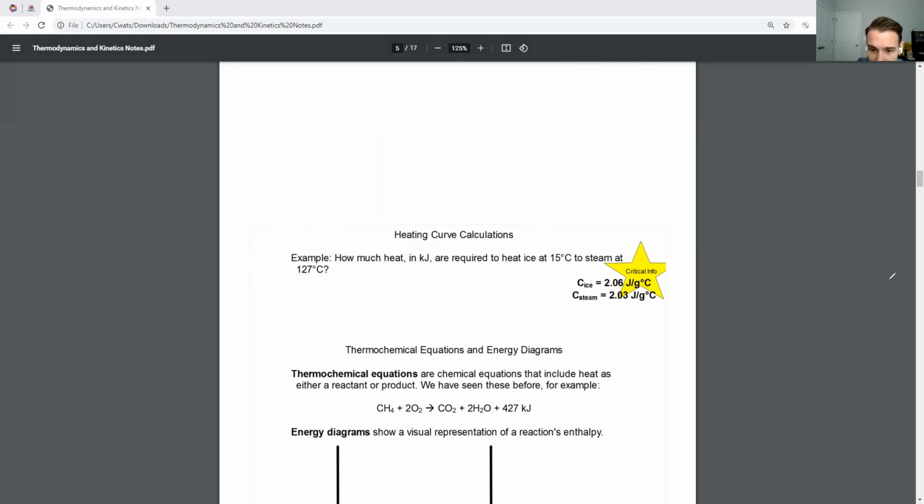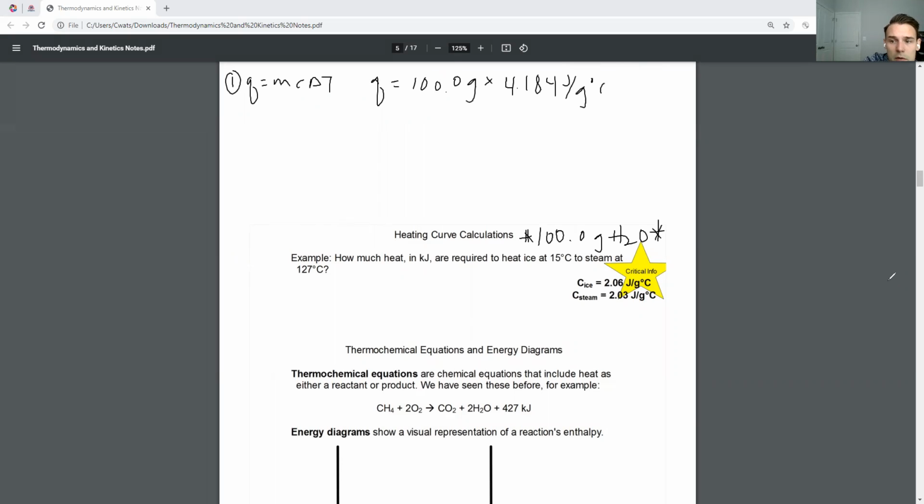Now, it's important to note we need a mass. Let's do 100.0 grams of water. I just left that part out. So the first step we were going to do is the Q equals mc delta T. So the mass is 100.0 grams times the 4.184 because we're water, times the change in temperature. We're going from 15 to 100. So that's going to be, we'll take 100 minus 15.